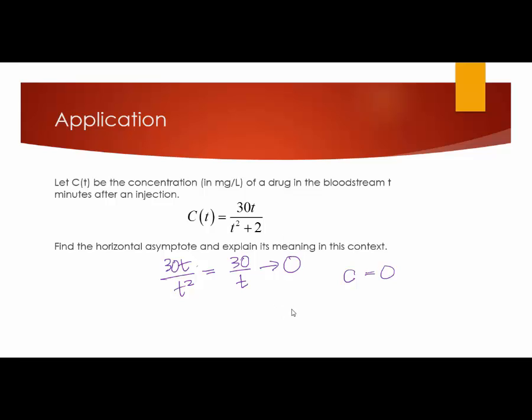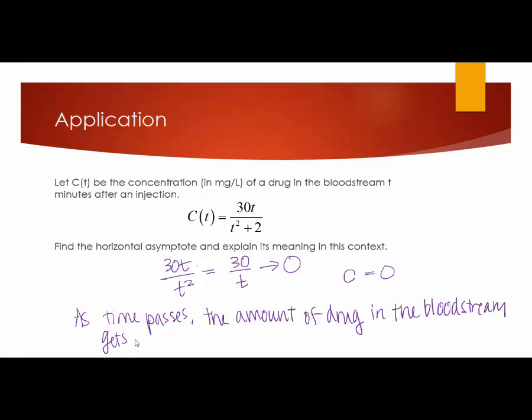As t goes towards infinity, or as time passes, the concentration of drug in the bloodstream tends towards 0, and that totally makes sense. If you give an injection, the amount in the bloodstream goes down over time and tends towards 0. So I'll just say here, as time passes, the amount of drug in the system or in the bloodstream gets closer to 0 milligrams per liter.